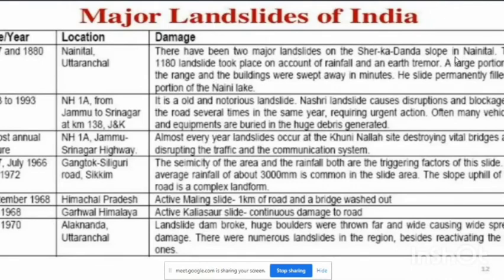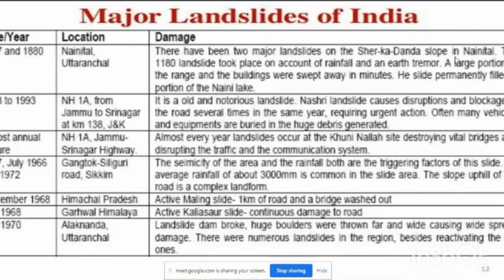Gangtok, Siliguri Road, Sikkim. The seismicity of the area and the rainfall both are the triggering factors of this slide. An average rainfall of about 3000 millimeters is not uncommon in the slide area. The slope uphill of the road is a complex landform.